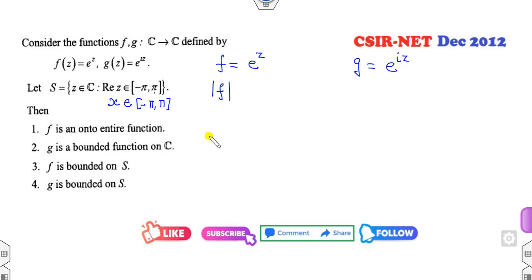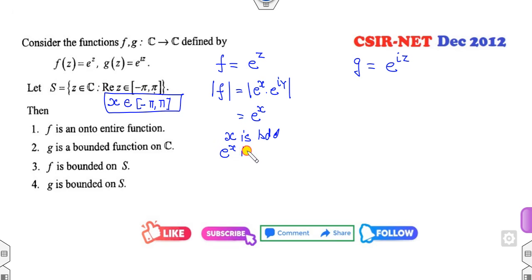Firstly, we can check about boundedness. e raised to power x times e raised to power iota y, so the modulus is e raised to power x. Fine. Now since x is bounded, e raised to power x is also bounded. That means mod of f is bounded, that means f is bounded on S, because x is bounded on S. f is bounded on S is the right answer.